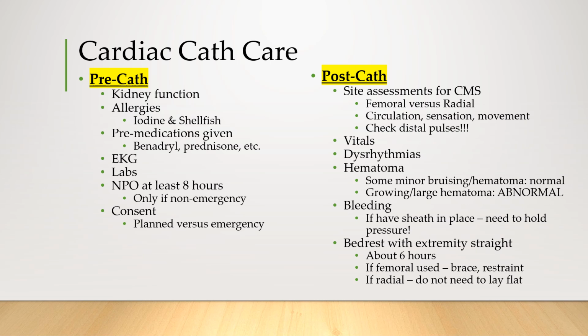Post-cath, so the patient's done with the cath and they are in recovery. We're going to be watching for any type of dysrhythmias. We're going to be watching for any type of potassium issue. And we're going to be watching the cath site, whether it be the arm or the femur. We're going to be watching the cath site for a hematoma or a growing hematoma. Remember, hematomas mean bleeding, and bleeding on a hematoma means there is internal bleeding.